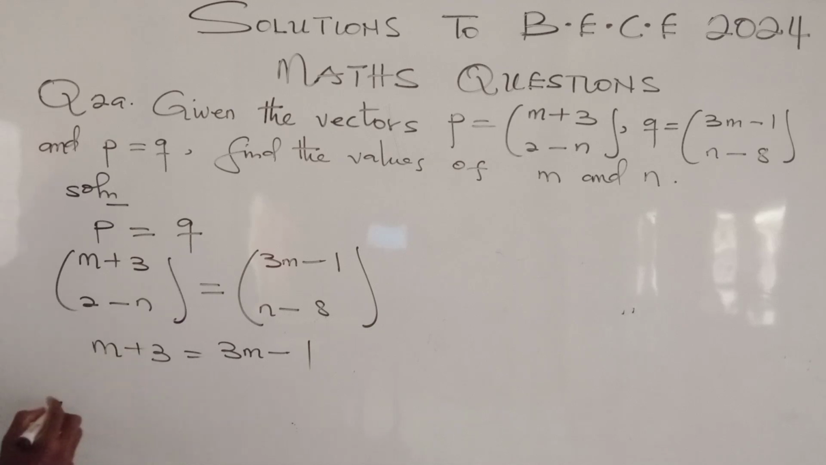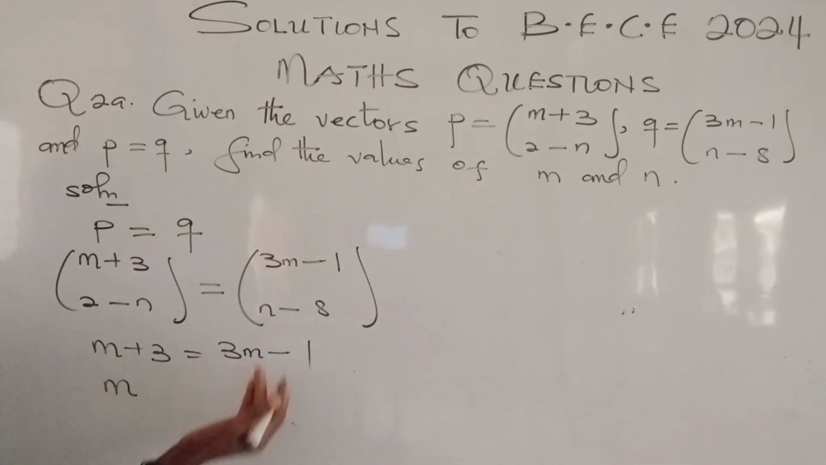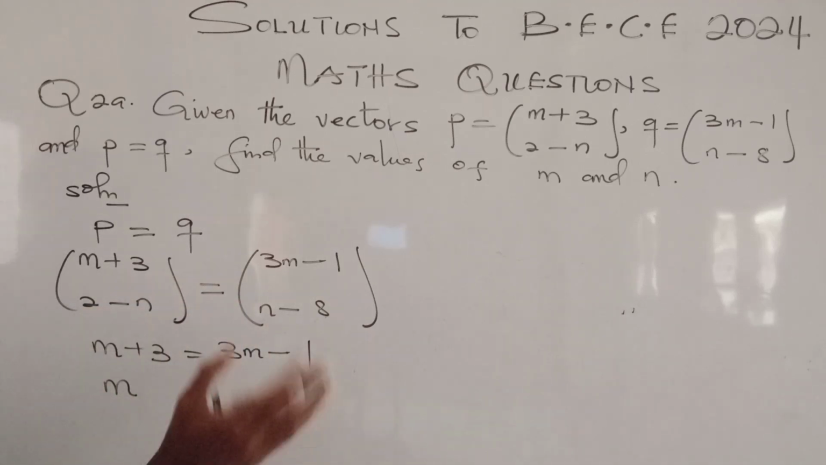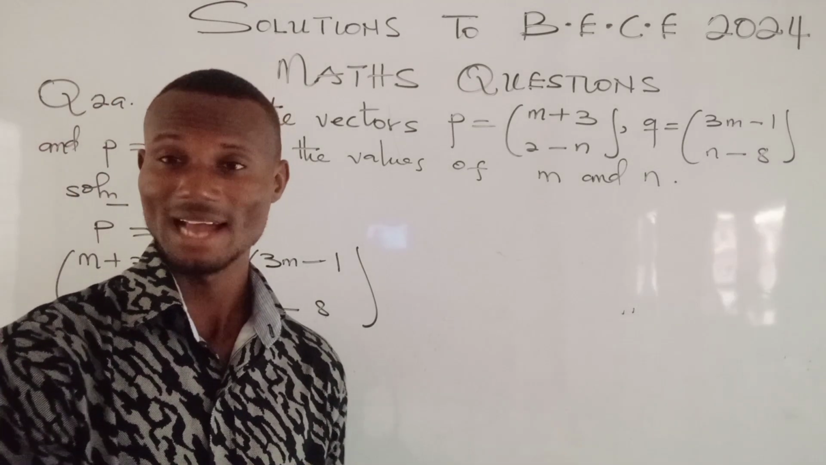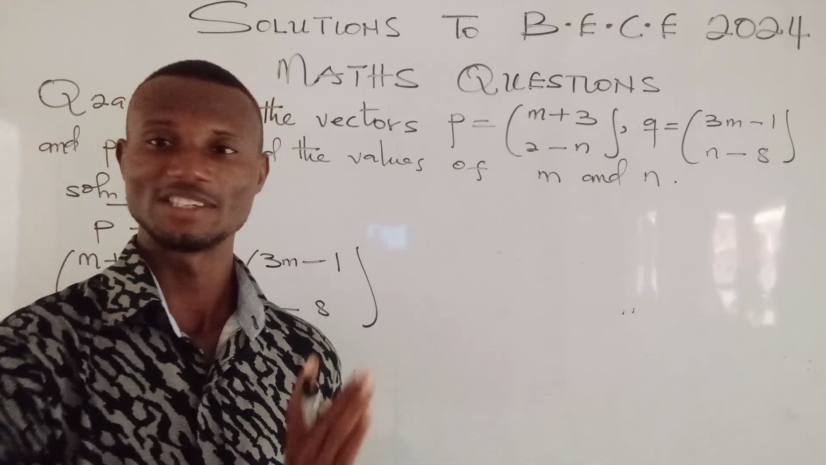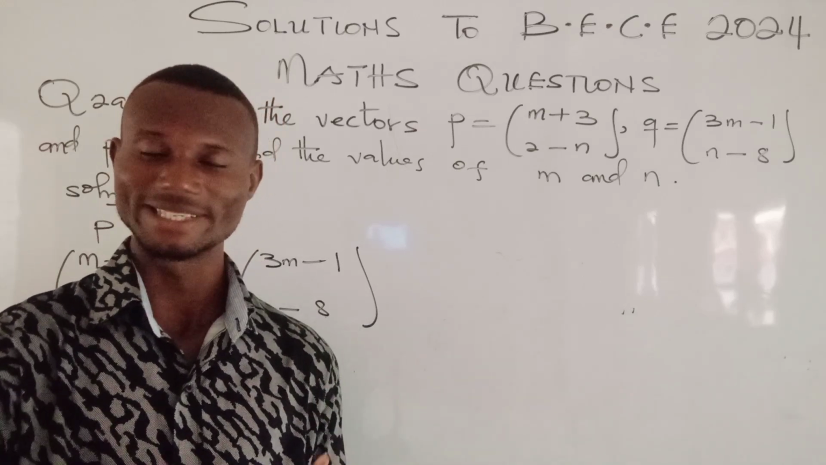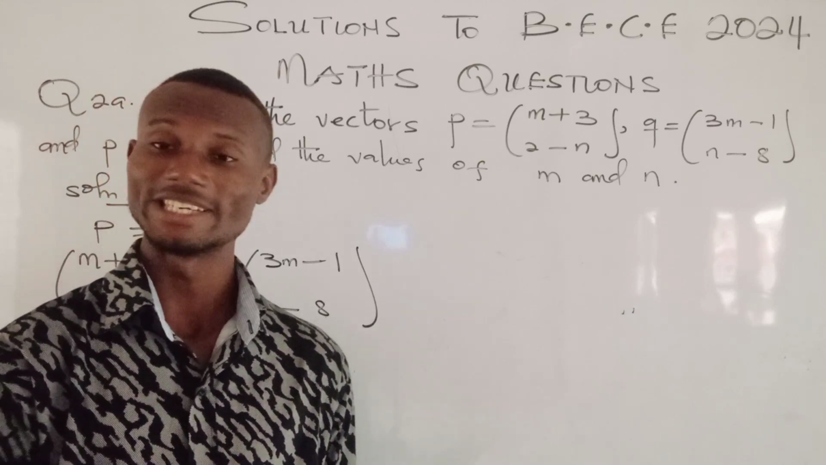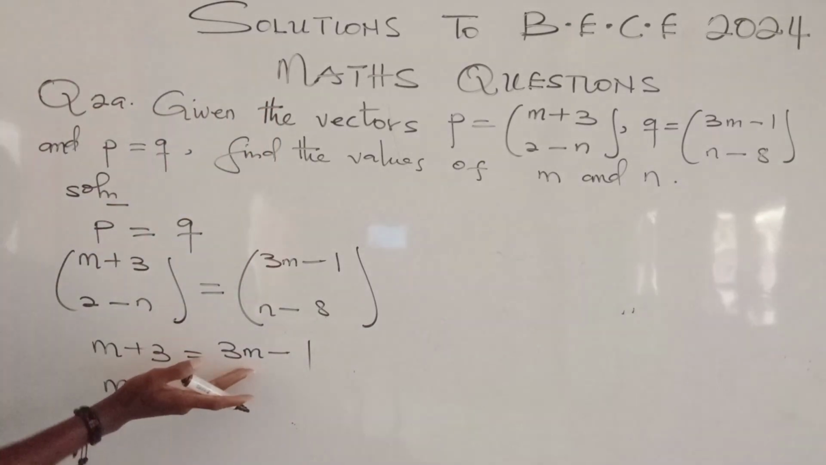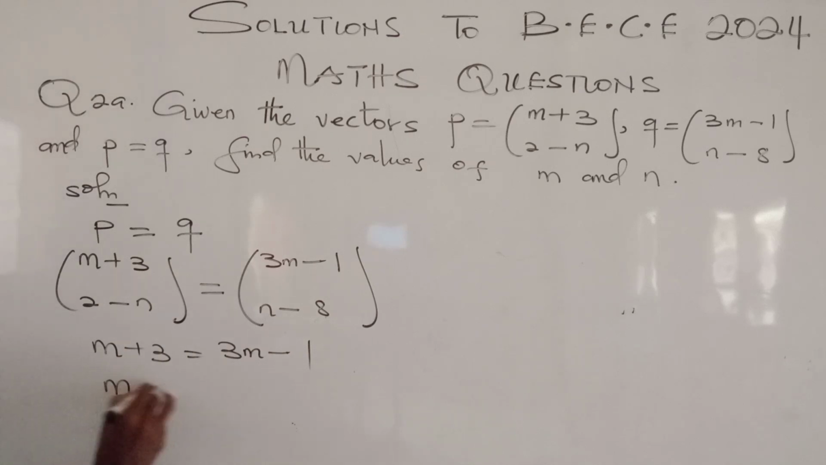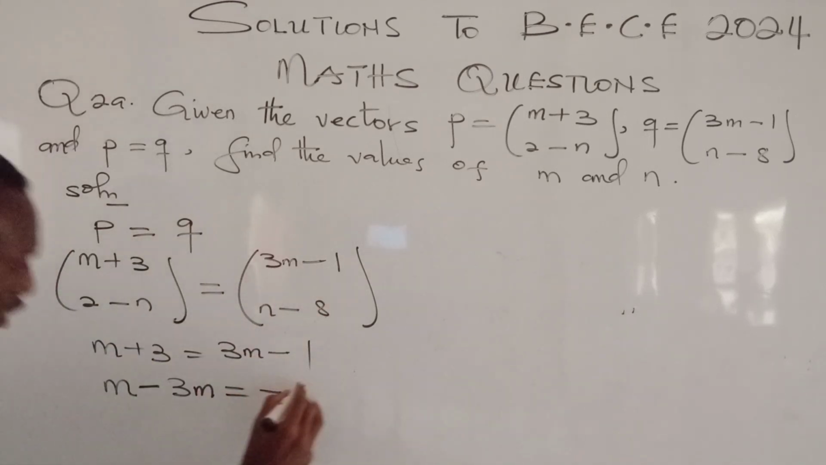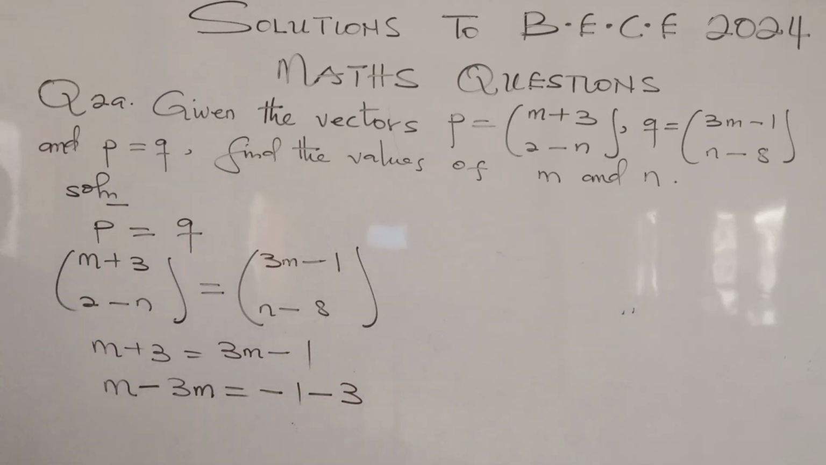I'm going to choose to maintain my m here, then this 3m will cross the equal sign to come and join it. When anything crosses the equal sign, the sign it has changes. Keep that in mind. When it is positive and crosses the equal sign, it changes to negative. When it is negative and crosses the equal sign, it changes to positive. I have positive 3m crossing the equal sign, so it becomes minus 3m. Equals my negative 1 is there and this positive 3 will go there, so it becomes minus 3. I hope you agree with me.